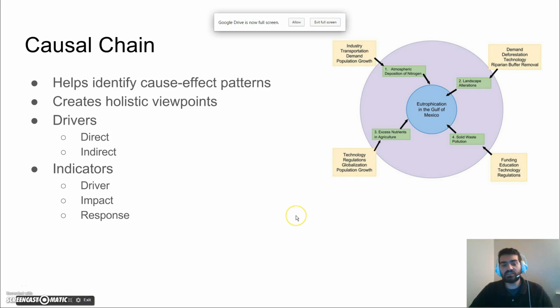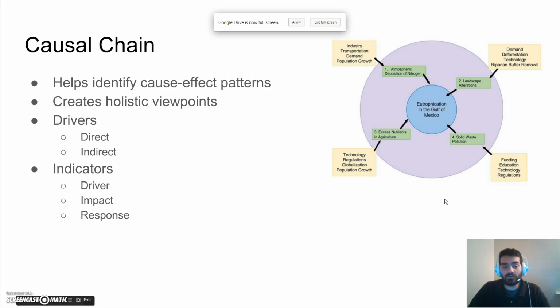So the causal chain essentially allows us to identify cause and effect patterns within a given system. It creates a big picture viewpoint, so we're looking at the entirety of the system instead of just individual pieces. Drivers are the influence on the issues.